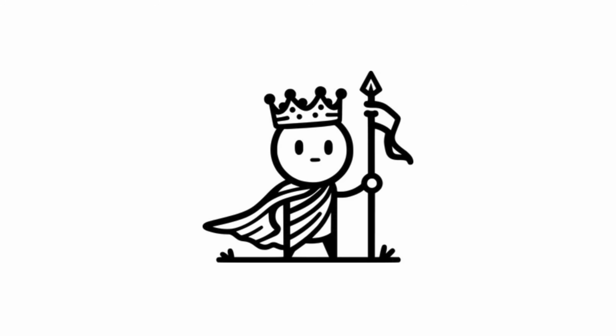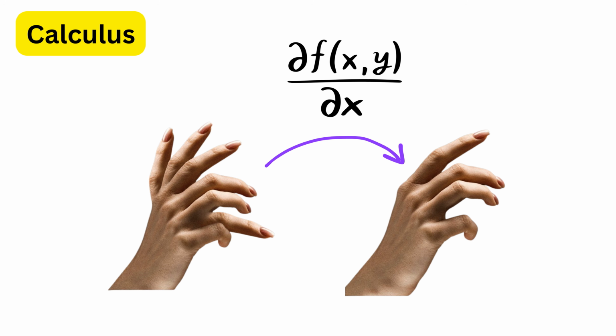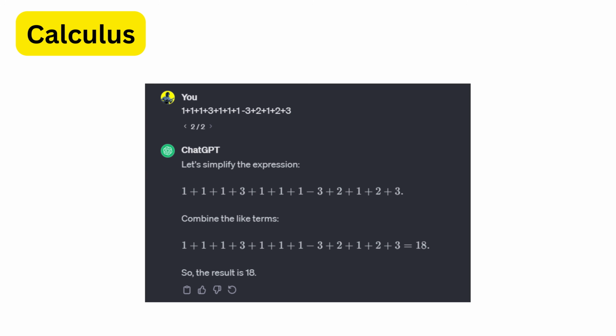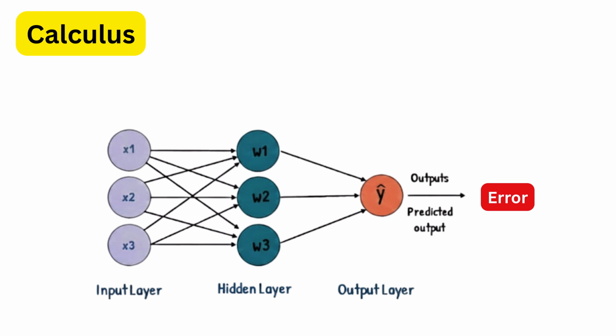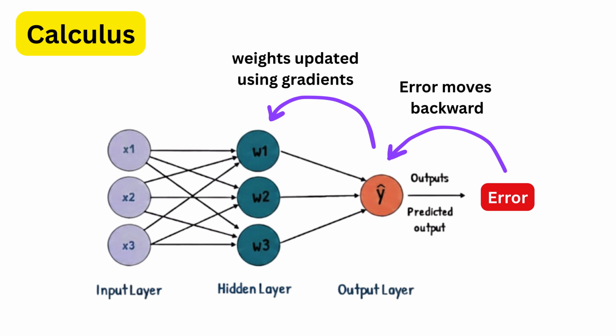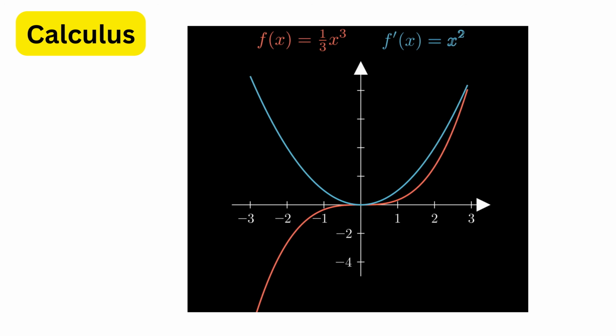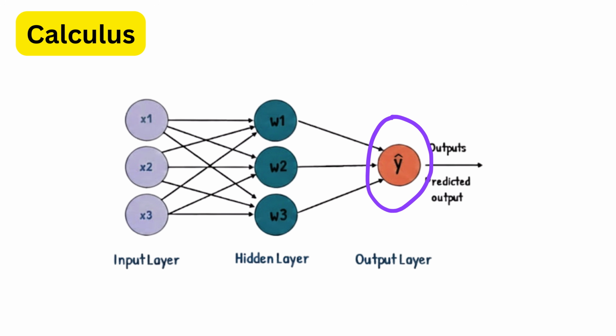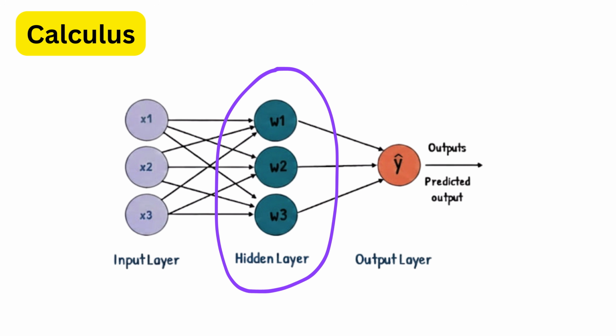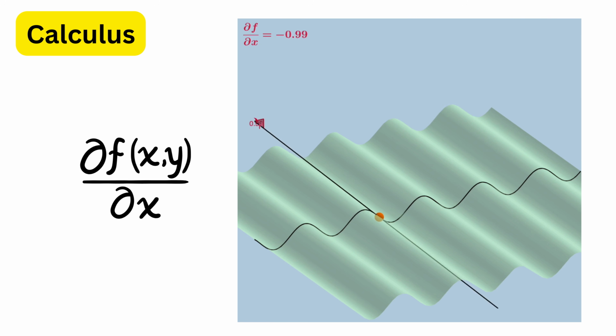First and foremost is the king of all mathematics, calculus. It helps a model learn from mistakes. Every model starts with wrong answers. Calculus tells the model how wrong it is and in which direction it should improve. The idea of a derivative in calculus simply means how fast something changes when you slightly change the input. In AI, this tells us how the output changes when we adjust a parameter. Partial derivatives do the same thing, but for many inputs at once.